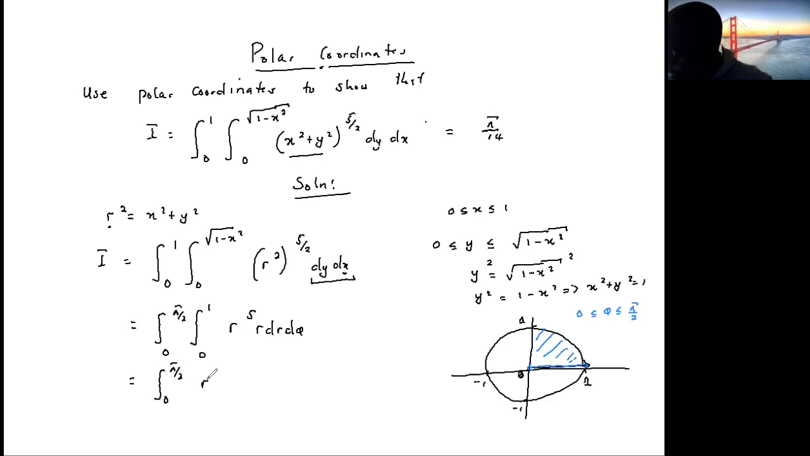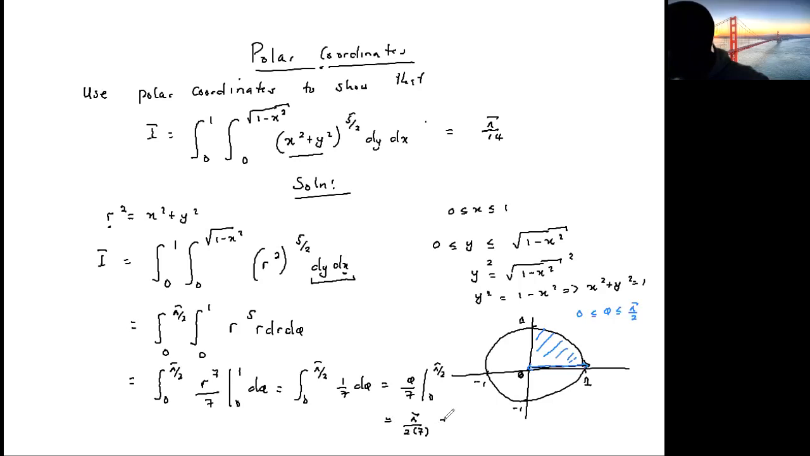When we integrate this, we get r to the 7 over 7 from 0 to 1, d theta, which, when we substitute, we get 1 over 7 d theta. When we integrate, we have theta over 7 from 0 to pi over 2. When we substitute where there is theta, we put pi over 2. We get that minus 0, and this is just pi over 14. So as required, we have shown that it's pi over 14.